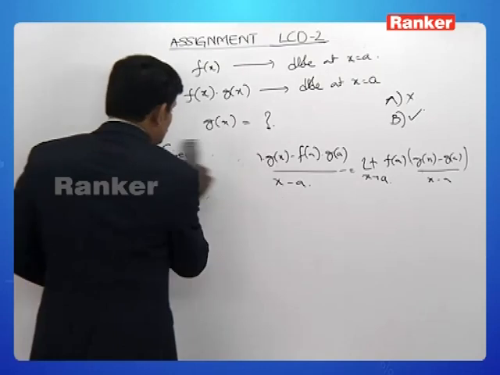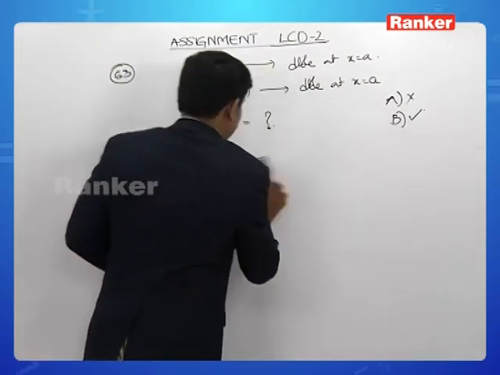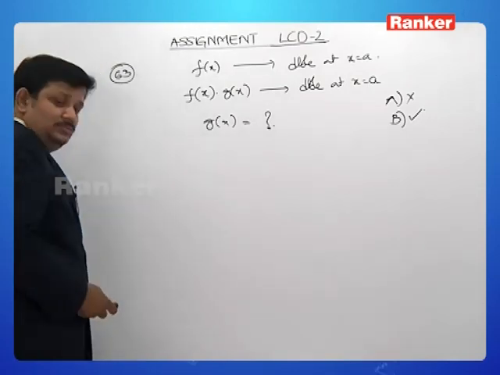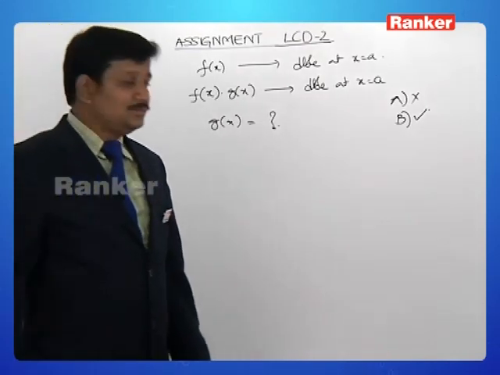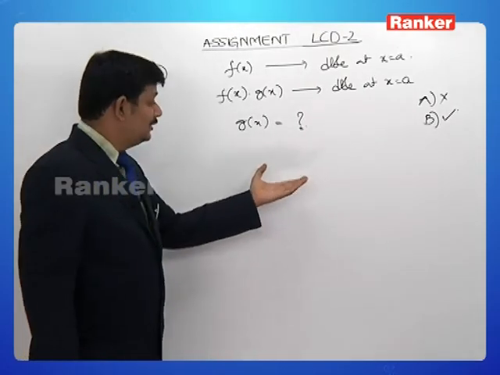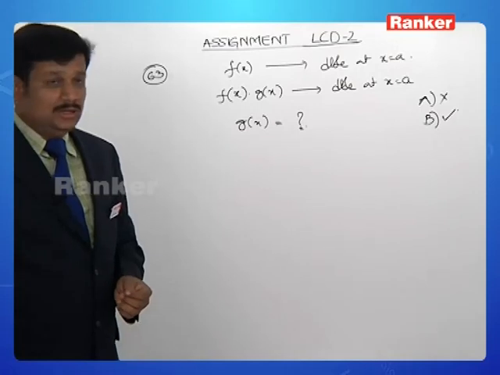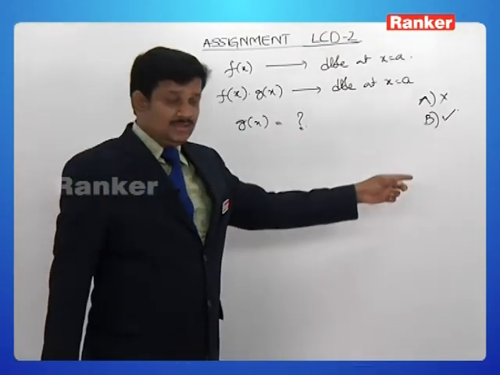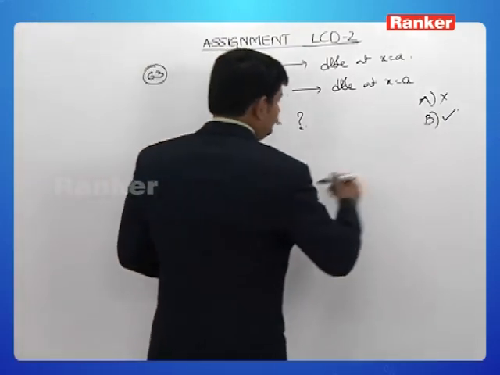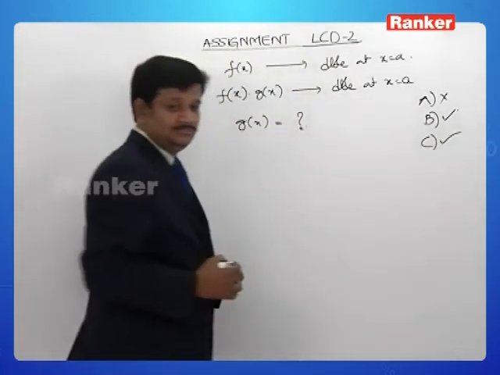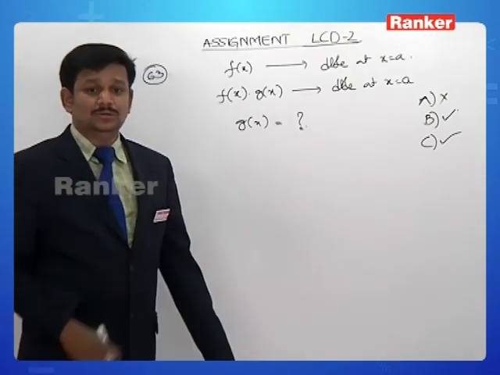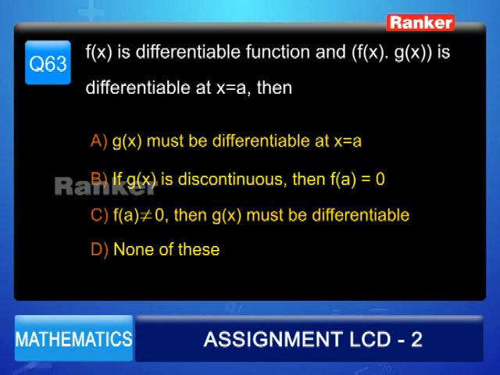Let us look at option C. f(a), if it is not 0, then g(x) must be differentiable. That is absolutely true. In the previous assumption itself we have seen, if f(a) is not 0, then compulsorily limit of g(x) minus g(a) by x minus a should be 0. So, option C is also true. So, once B and C are true, D can't be true. Answer is B and C.